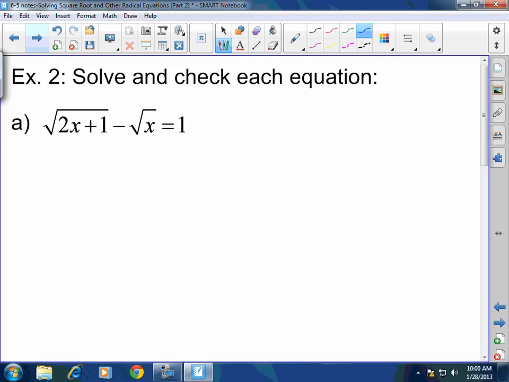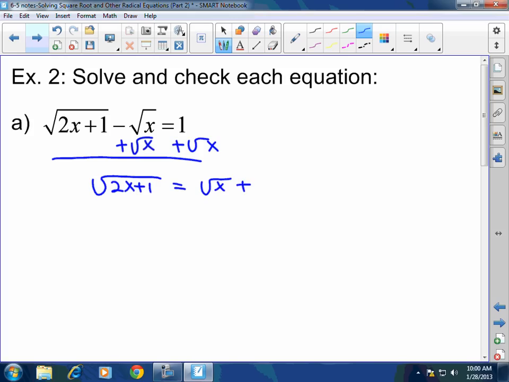All right. Let's make it a little bit tougher now, okay? A little bit tougher. Same procedure though. I'm going to add the square root of x to both sides. So I got the square root of 2x plus 1 equals the square root of x plus 1. I'm going to square both sides again. The square root cancels out with the power of 2.